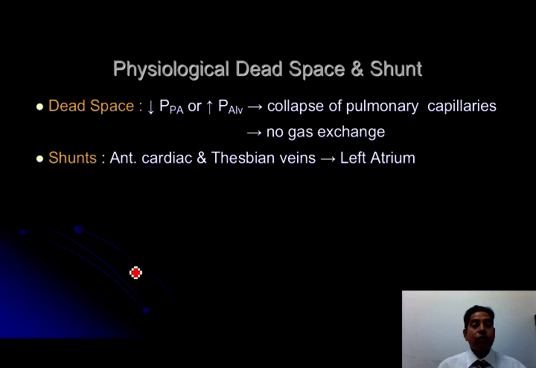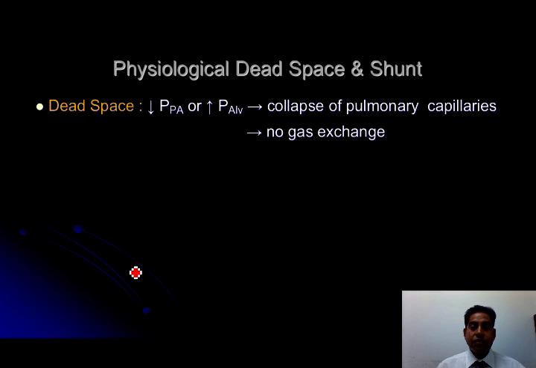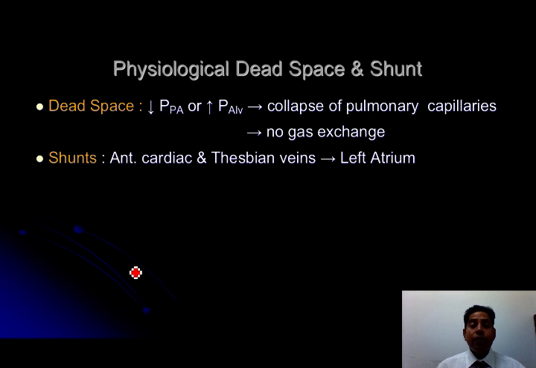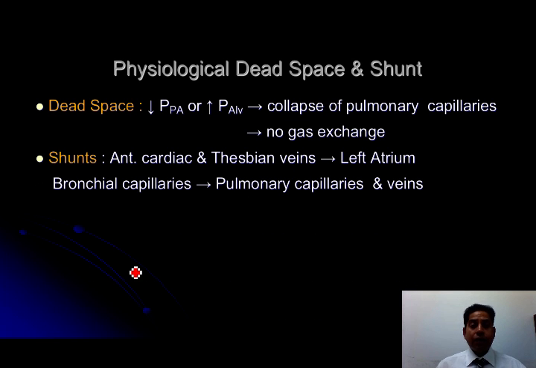In case of shunts, it could be a physiological shunt, like some of the veins which are draining in the atrium are actually carrying deoxygenated blood, like your anterior cardiac and the thebesian veins. Now this forms part of the anatomical shunt. Likewise, you can also have the bronchial capillaries which are draining into the pulmonary capillaries and veins. They are also carrying your deoxygenated blood. All this is mixed in the left atrium.